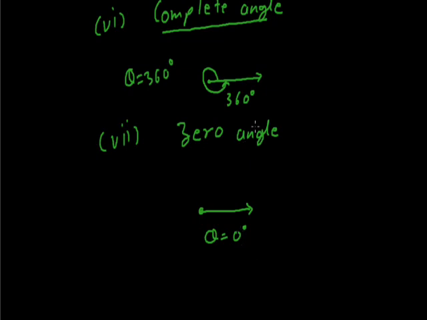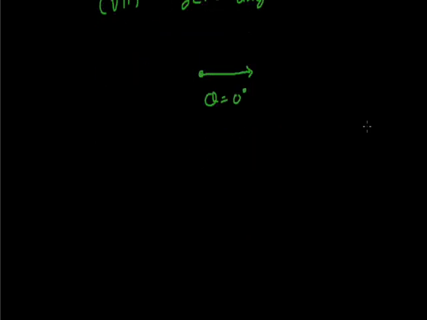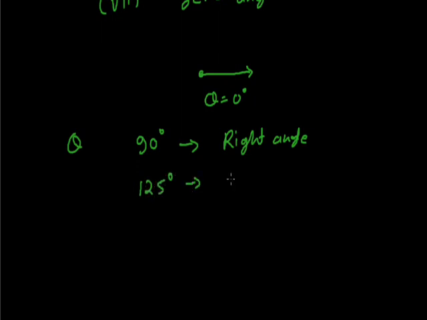Now these are the types of angles. After that we discussed some problems. Let's say if I ask you to name the angles according to their measurements. What do you call a 90 degree? 90 degree is called a right angle. What do you call a 125 degree? Since it is greater than 90 degree but less than 180 degree, we can call it an obtuse angle.